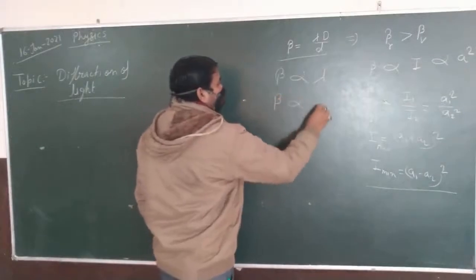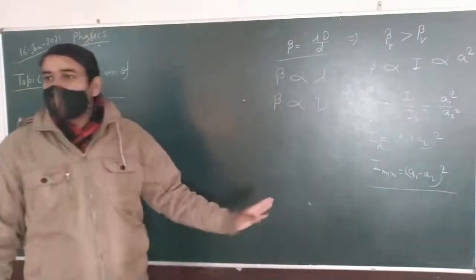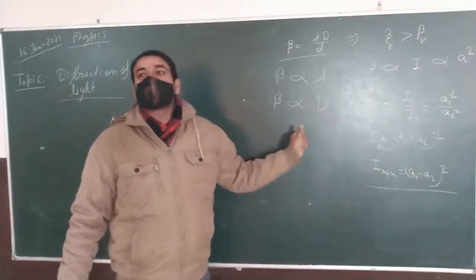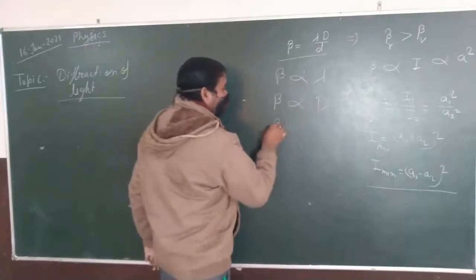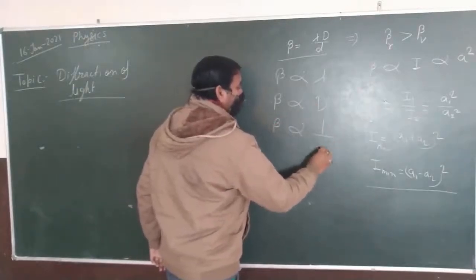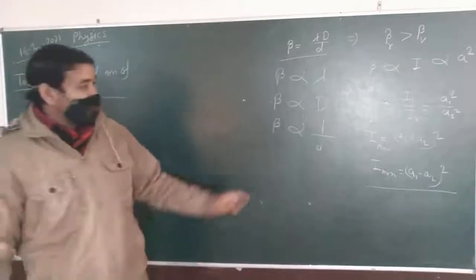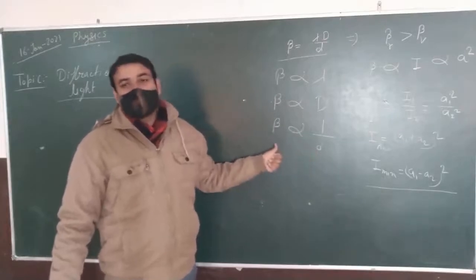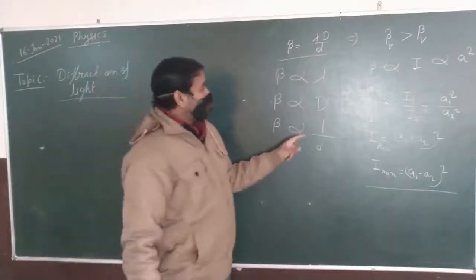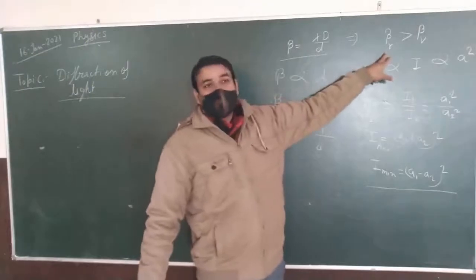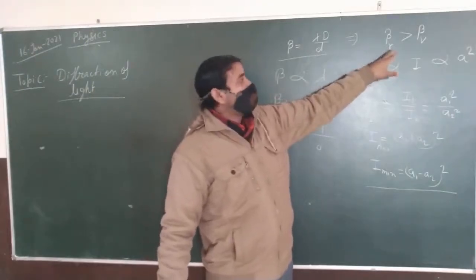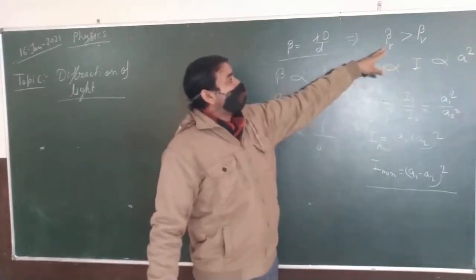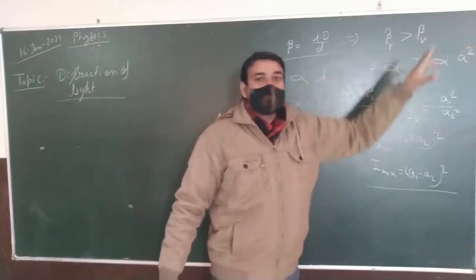Beta is directly proportional to the distance between the source and the screen. So if the distance increases, the pattern becomes wider, and it is inversely proportional to the separation of the two sources. So as the separation decreases, the fringe width increases. And here, red light has the maximum wavelength and violet has the minimum wavelength. Therefore, the fringe width for red light is maximum in comparison to white.